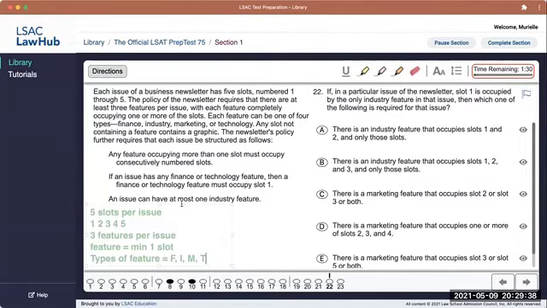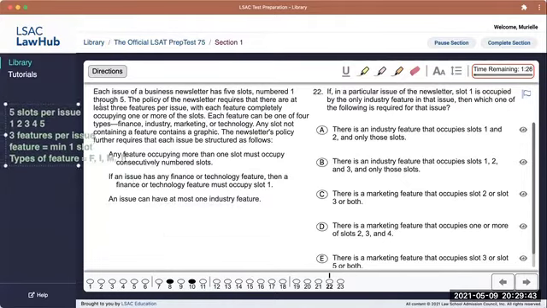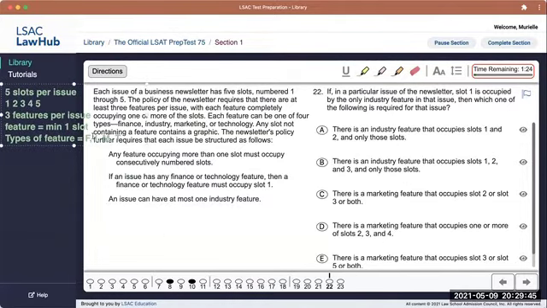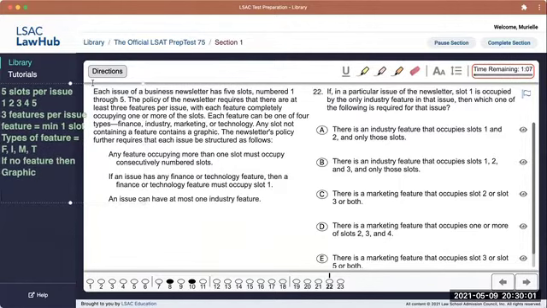Any slot not containing a feature contains a graphic. So if a slot doesn't have a feature, so those are the types of feature, if no feature, then graphic. Anything else that I need to get from the blurb? I don't think so.